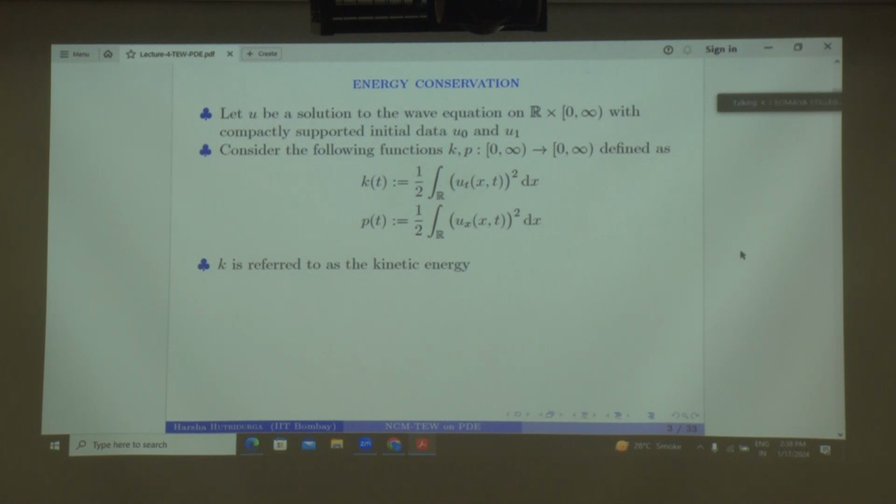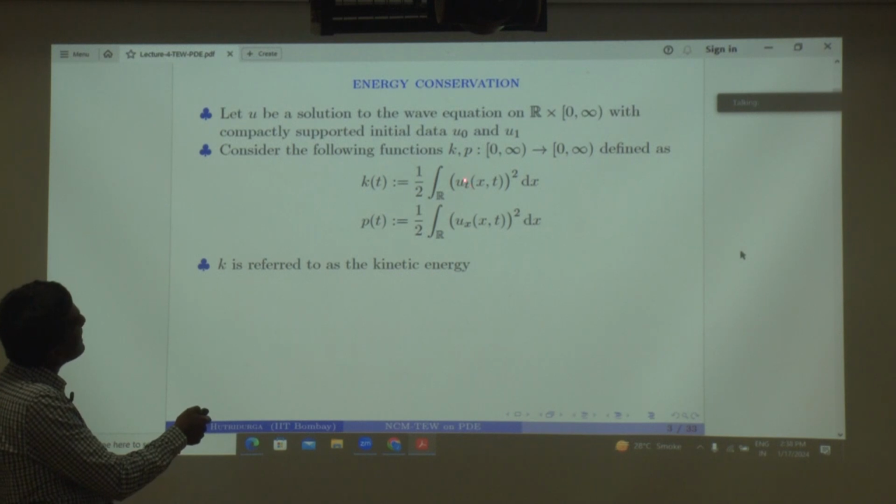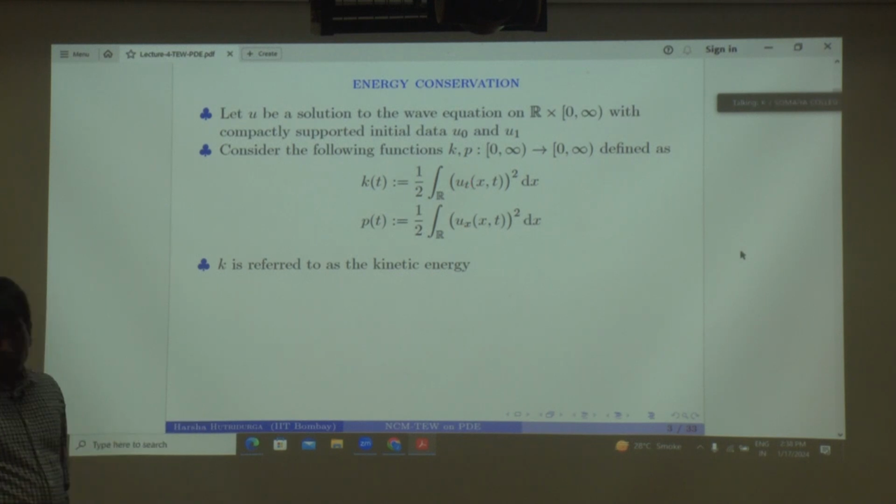Yes, it's just a function of time. In both you are integrating out the x variable, so what is left is the t variable.